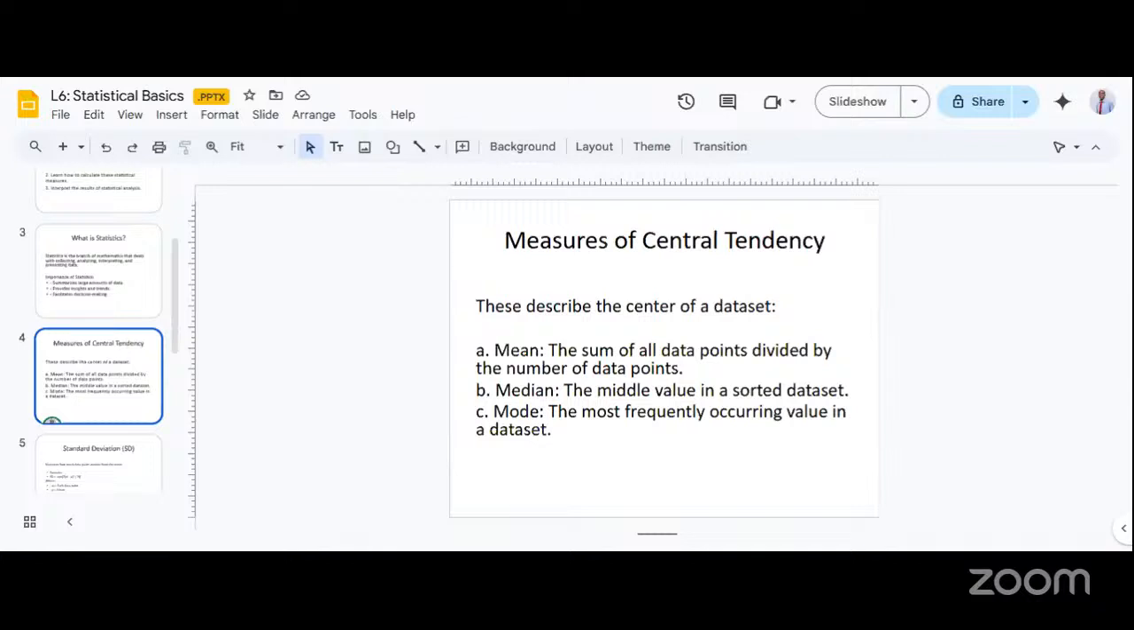So 10, this is the smallest value. Then 11, 12, 13, then 14. Take notes. So this is it in ascending order. Then let's do it in descending order. 14, 13, 12, 11, then 10.